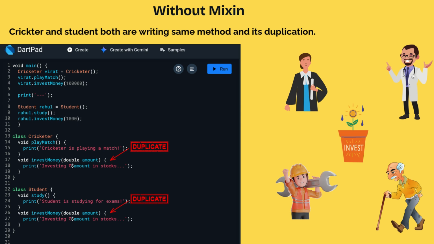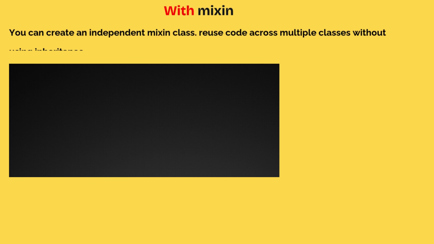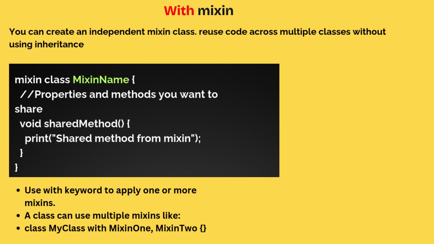Suppose in the future a doctor comes, or a senior citizen, or a plumber, or a lawyer. Everyone writes their own method. So it is code duplicacy. How will we handle that? Using mixin, we can create an independent mixin class and reuse code across multiple classes without a need to use inheritance.